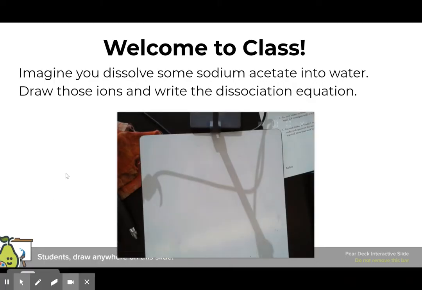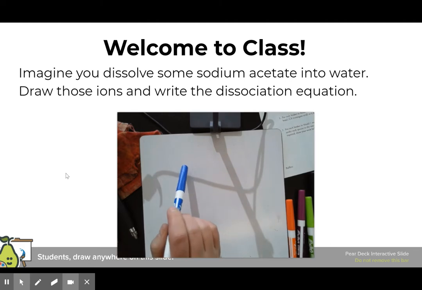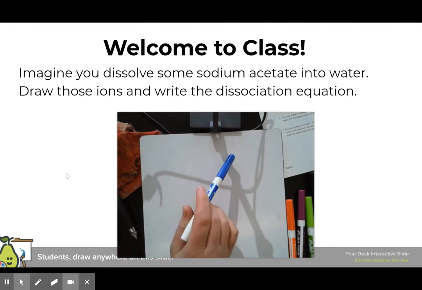Okay, welcome to class. Take a second and dissolve some sodium acetate into water. On your paper, draw these ions and write the dissociation equation. In the egg puzzle, right now I want you to enter just the ions that are produced. Enter those two ions, and make sure they have a charge.